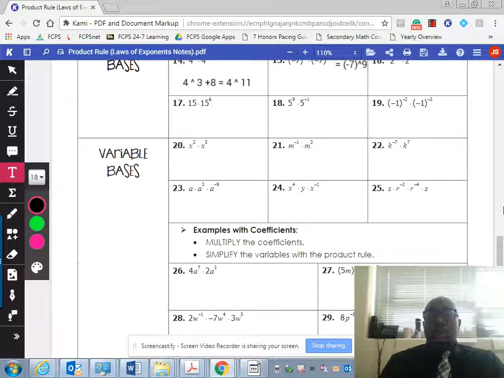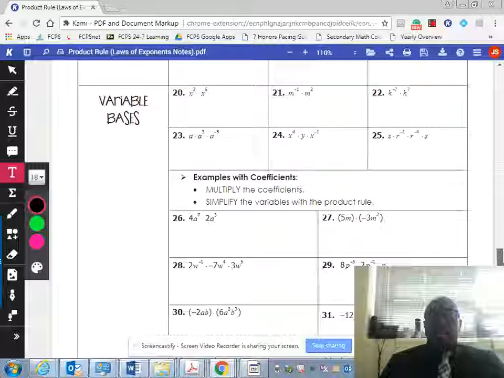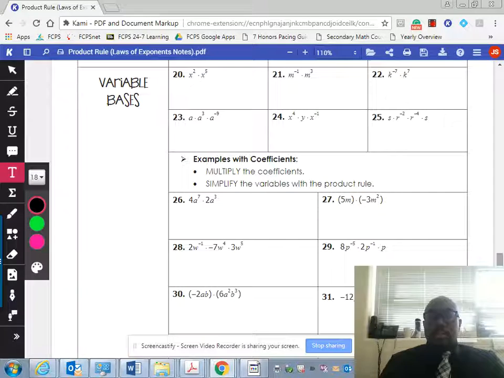Now, down to the bottom is where we have variables as the base. And once again, nothing changes. Everything's still the same. The only difference is instead of having a number as the base, we have a variable. So let's go ahead and do an example. We have x to the second power times x to the fifth power. Well, once again, they have the same base, so we're just going to add their exponents.